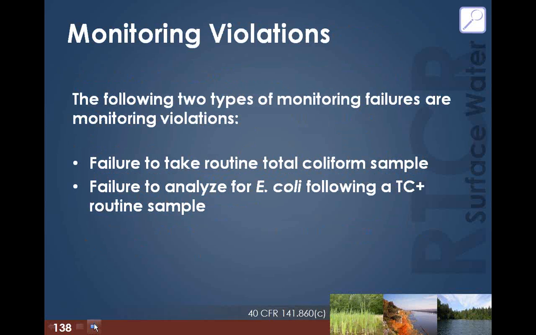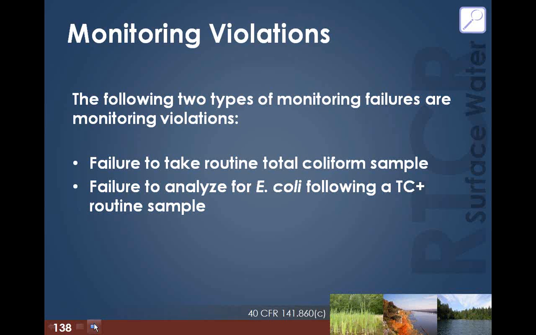For monitoring violations, the system would receive this violation for failing to take the routine total coliform sample. They would also receive a monitoring violation if the public water system fails to analyze for E. coli following a total coliform positive routine sample. The public water system has incurred a monitoring violation that requires a Tier 3 public notification.